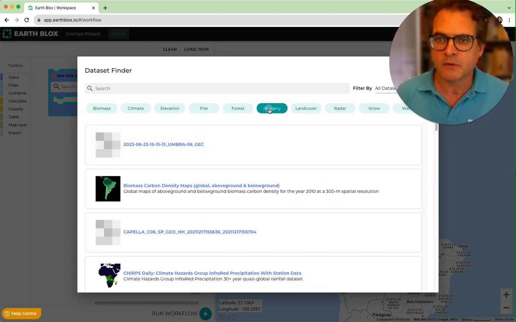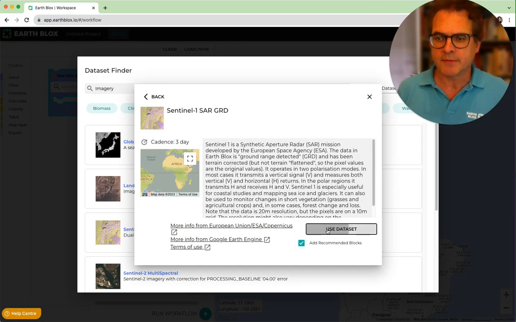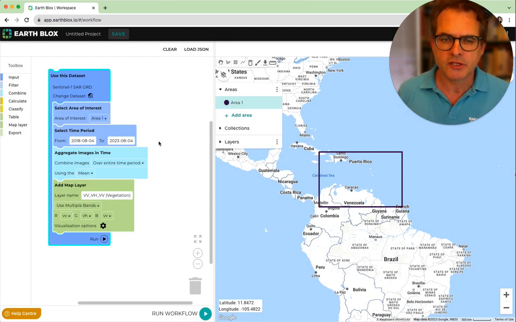To repeat what I'm doing here, I'm going to look at the Sentinel-1 data. So Sentinel-1 is SAR, synthetic aperture radar. And I'm going to use that because it doesn't have any clouds. I'm going to talk about clouds in the next lesson, but today we're just looking at the coverage.